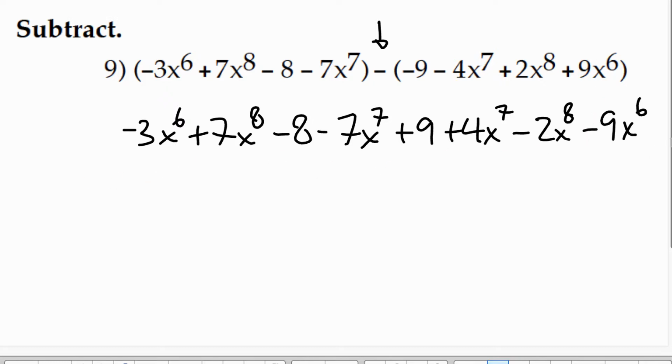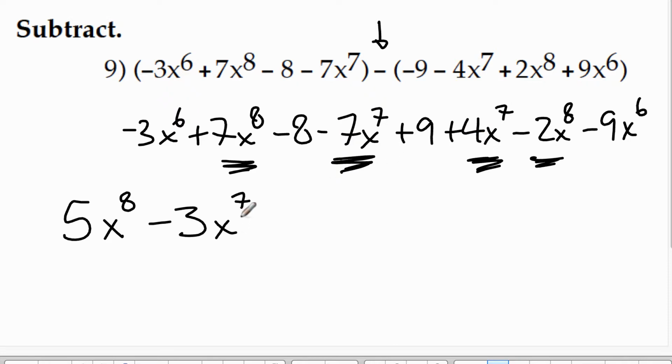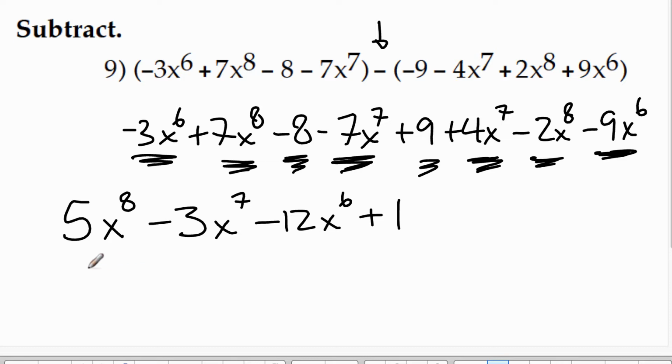Now I look to collect like terms. I'm going to start with the 8 because that's the highest power. So I have 7 and I lose 2, so I'm at 5x to the 8th. Okay, those are gone. And then 7. Here's a 7, here's another 7. Down 7, and I gain 4, so I'm still going to be in the whole 3x to the 7th. Okay, here's a 6, and here's another 6. Down 3, lose another 9, so it'll be down 12x to the 6th. Then here's a number, and here's a number. Down 8, gain 9, I'm up 1. There's my answer right there.